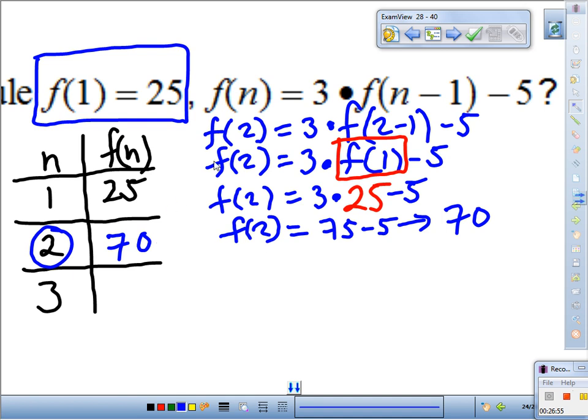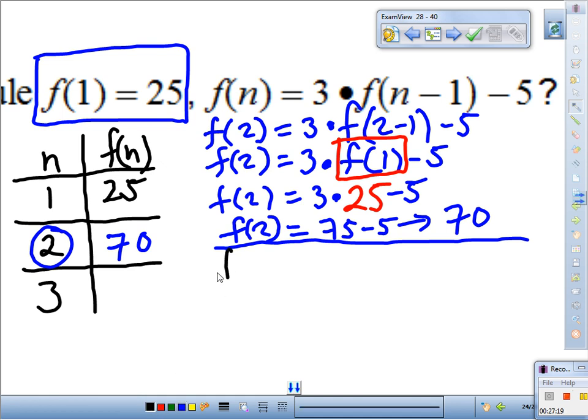Interesting, right? So why do we need to use the previous? So notice here I used the previous term. If I'm working on 2, I needed number 1. You guys notice that? That's why it's called recursive. That you need the previous one. So let's go to the next one. What is the one that they're asking me for?